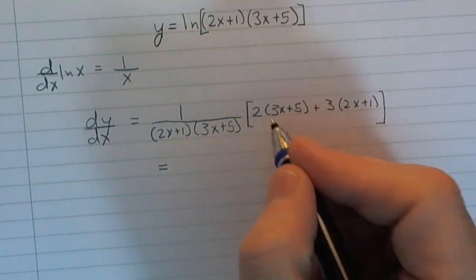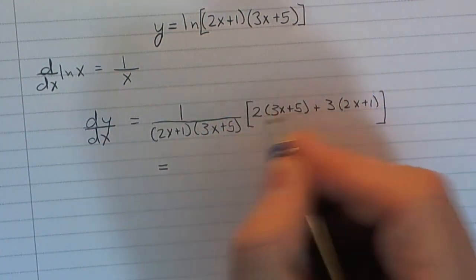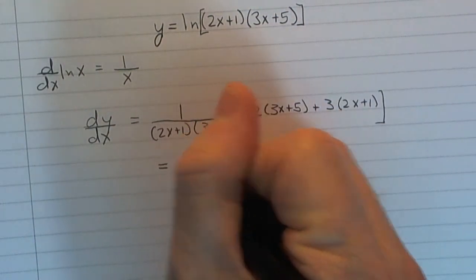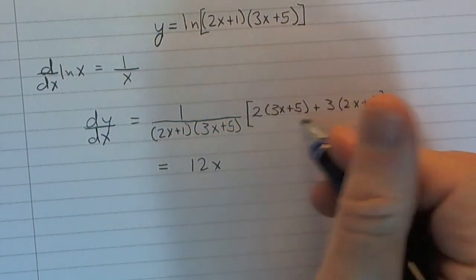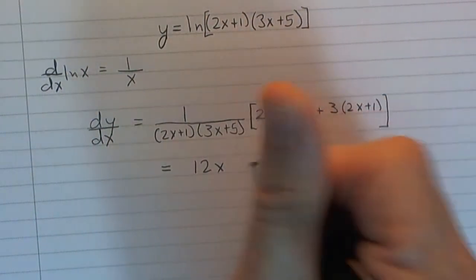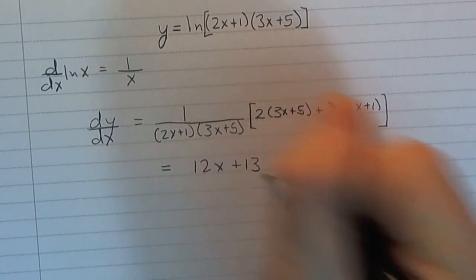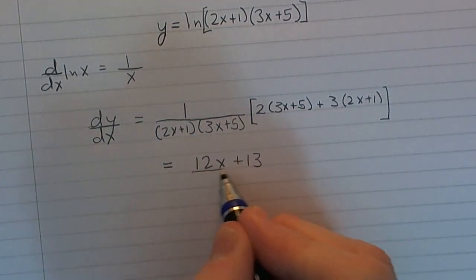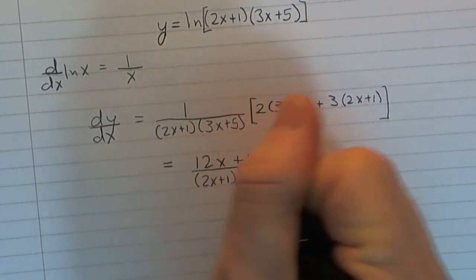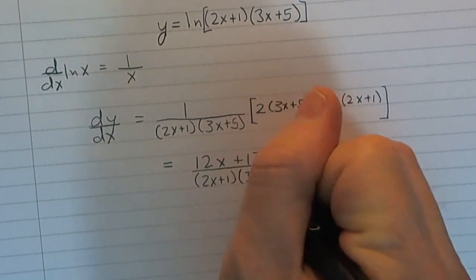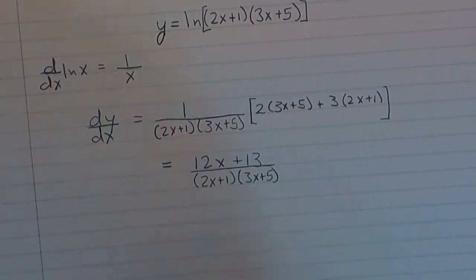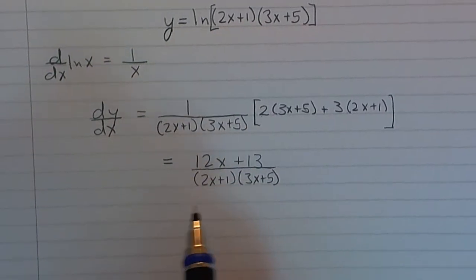So let's see here. Let me see what all this works out to be. I've got 6x and 6x. That's 12x. See, just clearing my parentheses. And then I've got 10 plus 3. That's 13. All that over (2x plus 1)(3x plus 5). Okay, so there's our derivative. So that's what we can do there.